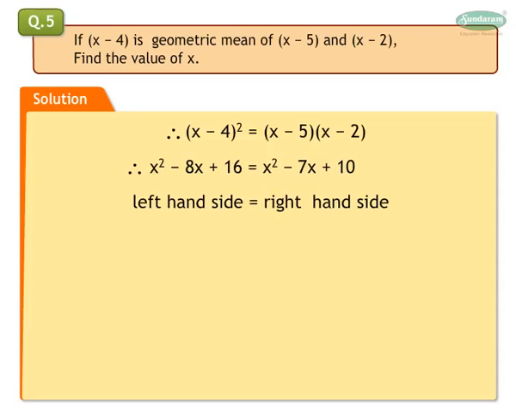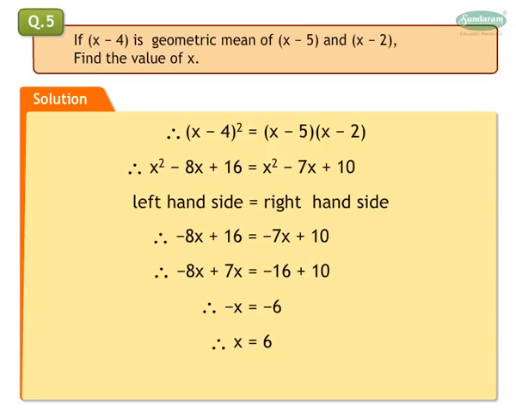Cancelling the like term from both the sides, we get minus 8x plus 16 is equal to minus 7x plus 10. Bringing like terms together, we get minus 8x plus 7x is equal to minus 16 plus 10. Therefore, minus x is equal to minus 6. Therefore, x is equal to 6.